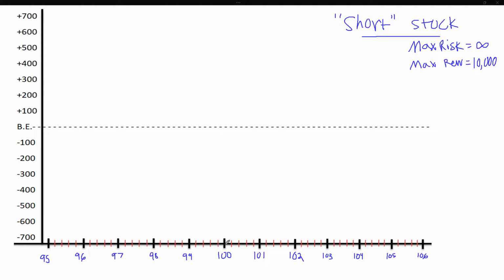So if I shorted at 100 and it goes to $200 per share, I've lost 10 grand. It just doubled in my face, right? If it goes to 300, I've lost 20 grand. If it goes to $400 per share, I've lost 30 grand. Imagine those people that have been shorting Tesla forever, right? Just betting against Elon Musk or whatever, and they just keep shorting it and it keeps going up, up, up, up. I mean, there are people out there certainly that have lost millions of dollars trying to bet against it. So you've got to be careful on the short side.